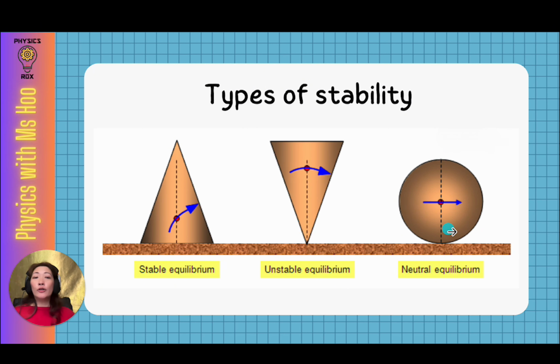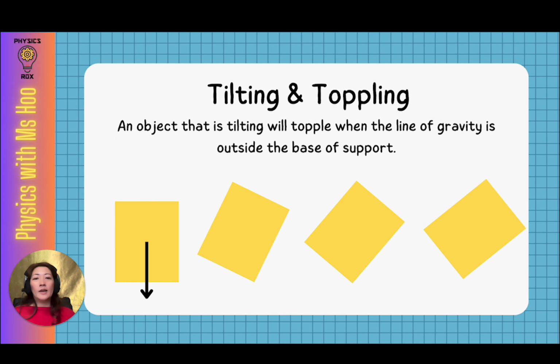So that's neutral equilibrium. Now let's have a closer look at how the base area and the height of center of gravity affects the stability and toppling of an object. Now, if you were to tilt an object, it will topple, meaning it will fall over, when the line of gravity is outside the base of support.